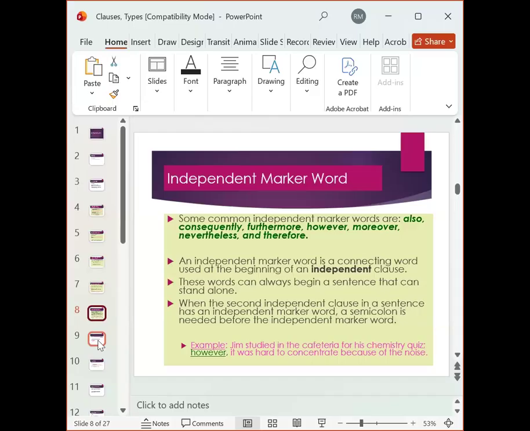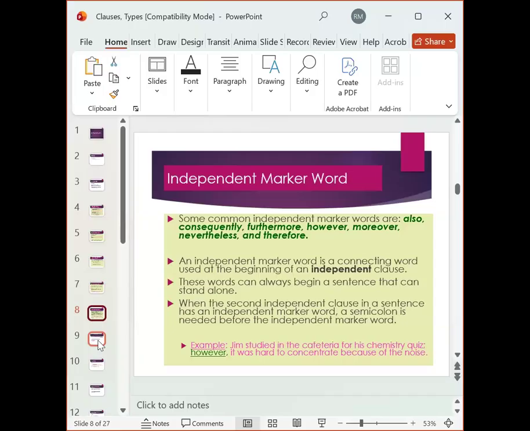Now, as we progress, we will see that there are types of dependent clauses. Remember, an independent clause is a simple sentence. So we will look at that when we are looking at sentence types. But there are types of dependent clauses, and these are what we'll be looking at: the noun clause, the adjective clause, the adverb clause. So these types of clauses are all dependent clauses.